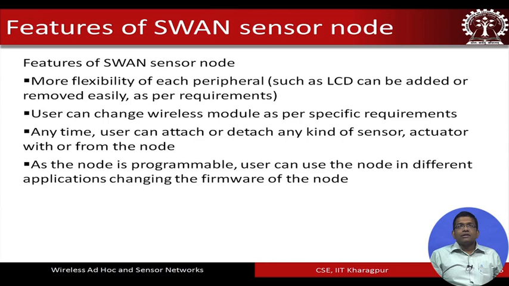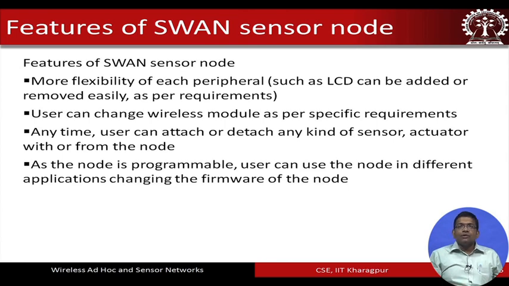And these are the different features of the SWAN sensor node. It is flexible, supporting debugging, etc. The users can also see the messages, what is going on and so on. Users can change the wireless module as per the specific requirements. So it is flexible in that sense. Users can change the wireless module.